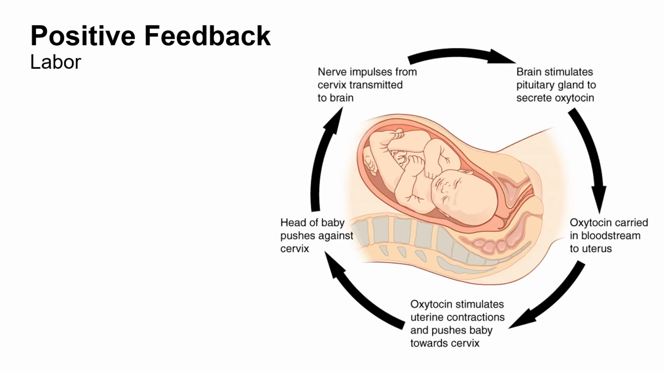One example of normal positive feedback in our bodies is labor or childbirth. And you can run through this, but the result is contractions keep getting stronger. And that's positive feedback because things are increasing and they keep increasing throughout the process.